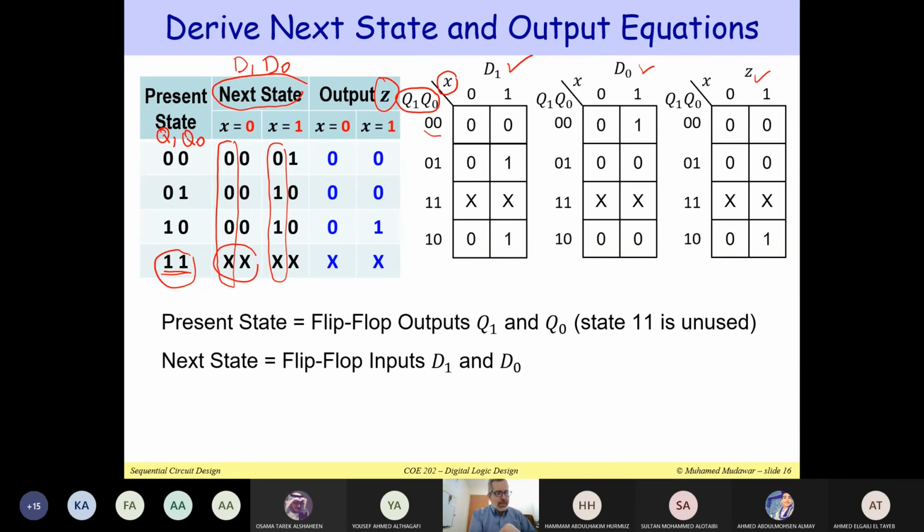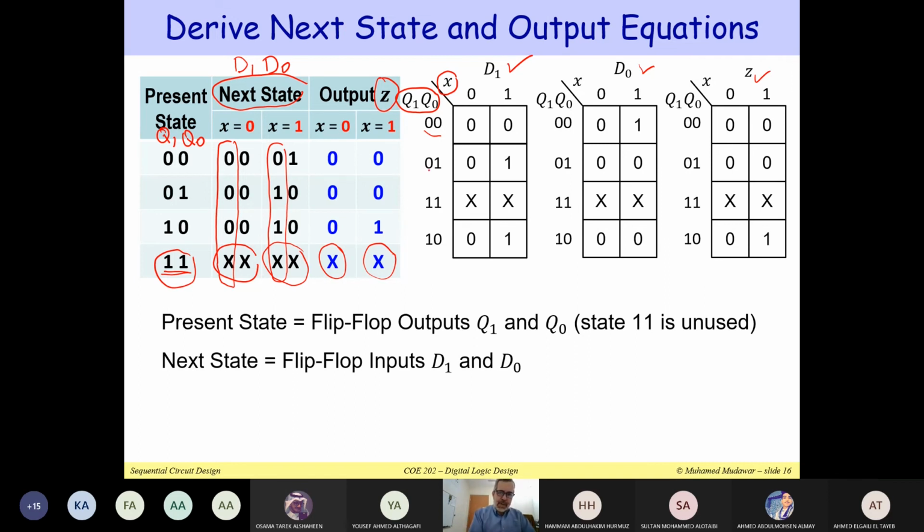So therefore, whether the input X is equal to 0 or 1, the next state is a don't care. You don't really care what the next state will be, and you don't really care about the output Z. So I'm putting don't cares, and the reason is that we can use these don't cares to simplify the equations.